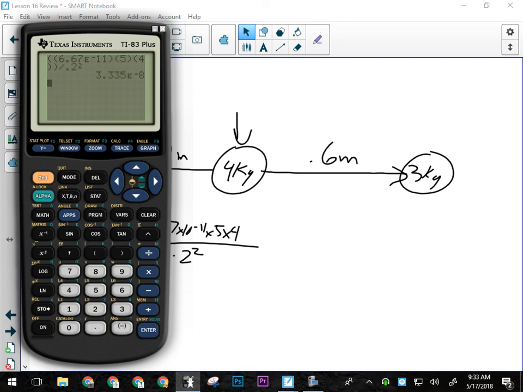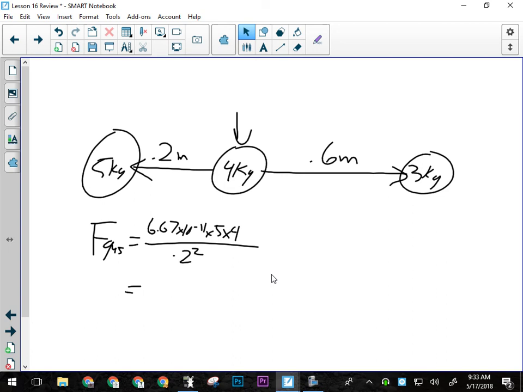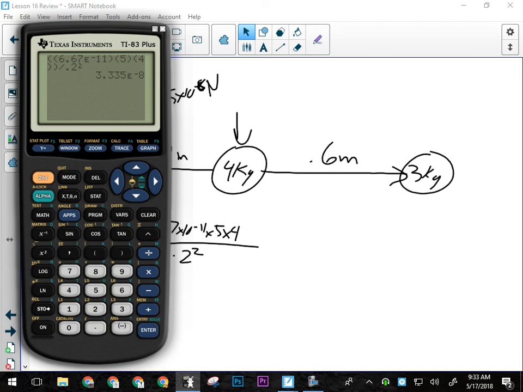Okay, so we got 3.35 times 10 to the negative 8 newtons on this side, and then the other one is going to be 2.22 times 10 to the minus 9. All right, so we'll take our 3.35 and subtract the other one because they're opposite, so that's the sum of all forces. All right, so there's our answer.